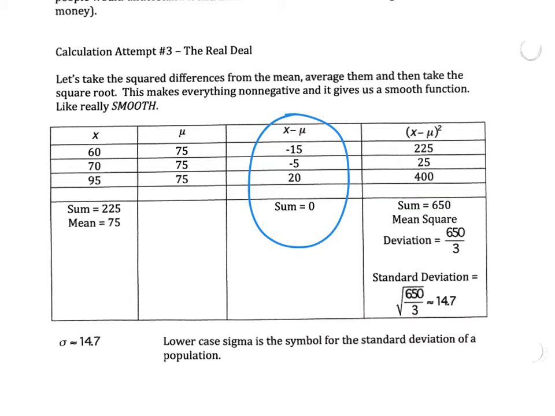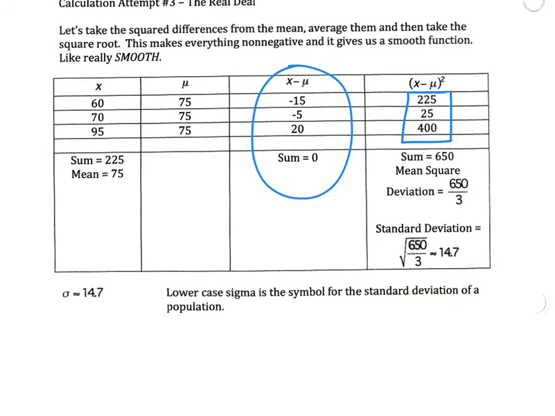Okay, again, we're dealing with a population here. Negative 15 squared, 225. Negative 5 squared is positive 25, and 20 squared is 400. We sum those to get 650. We divide that by 3, the number of values in the data set. And we finish it off by taking the square root, which reverses that process of squaring that we did there. Okay? And we use lowercase sigma to denote standard deviation of a population.